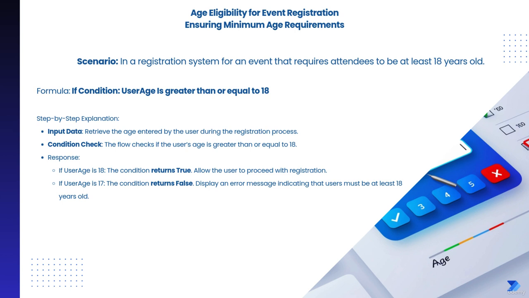Step-by-step explanation. Input data: retrieve the age entered by the user during the registration process. Condition check: the flow checks if the user's age is greater than or equal to 18. Response: if the user's age is 18, the condition returns true. Allow the user to proceed with the registration. If the user's age is 17, the condition returns false. Display an error message indicating that users must be at least 18 years old.